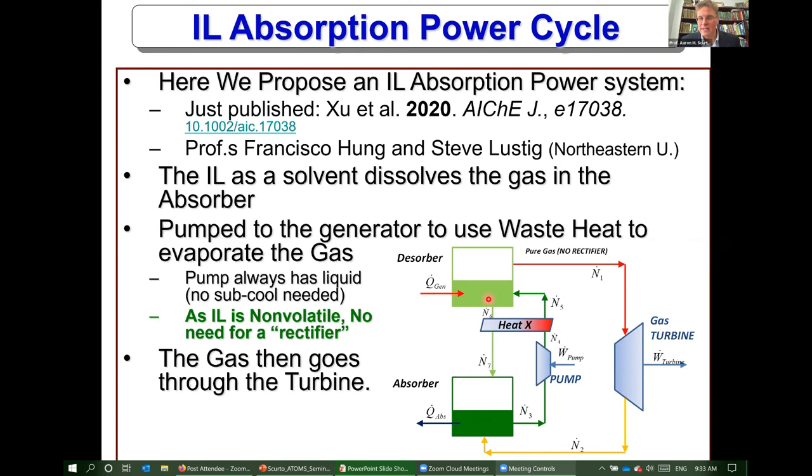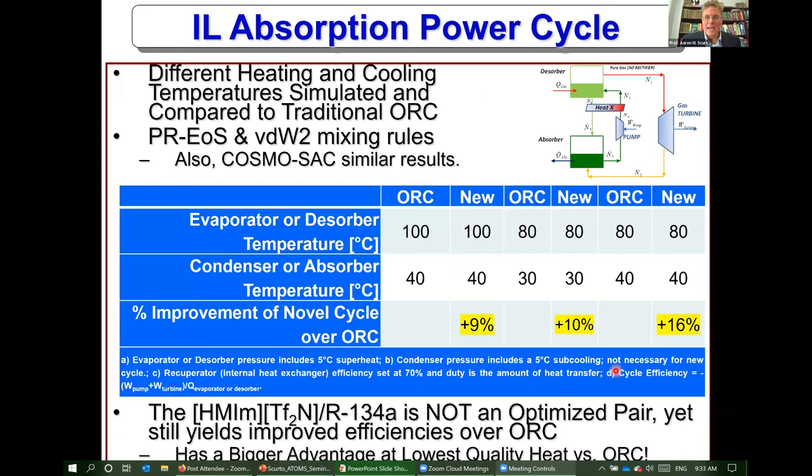And so again, because the ionic liquid in this desorber is non-volatile, we don't have to worry about the ionic liquid coming out of here and getting into our turbine, which would also cause problems. And so we were able to simulate the traditional organic Rankine cycle and this newly proposed cycle, looking at different evaporator temperatures. So what's the temperature of the heat that you put into your system, and what are going to be the condenser or the absorber temperature that you're using to cool that gas as it dissolves back into the ionic liquid. And what we see is that in this particular case, with 100 degrees Celsius in the desorber and 40 in the absorber, our new process is about 9% more efficient than the traditional organic Rankine cycle. And this is using HMMTF2N and R134A as a model type of refrigerant gas, working fluid, and solvent.